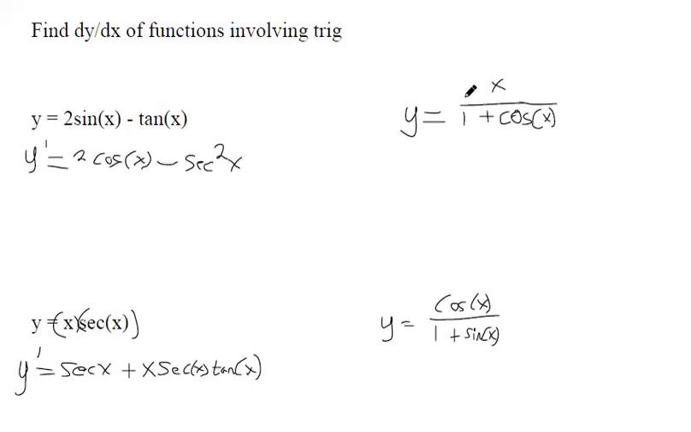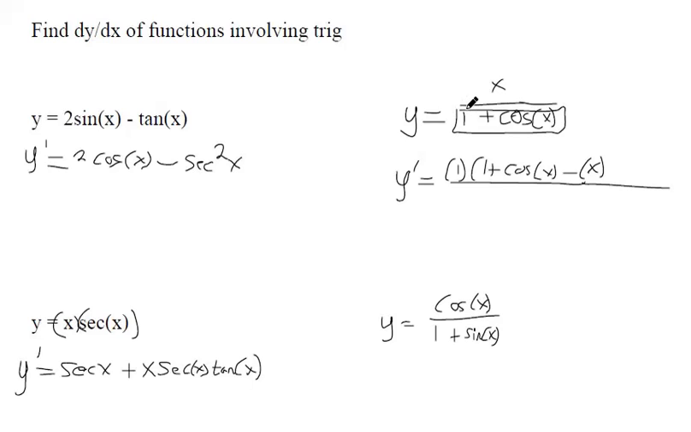This next one is set up for the quotient rule, right? The quotient rule says that it's the derivative of the top function with the bottom function kept the same. So the derivative of the top function is 1. The bottom function is 1 plus cosine of x, subtracted by the top function kept the same times the derivative of the bottom function.